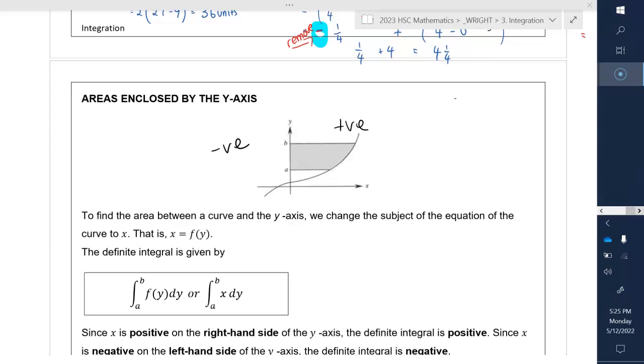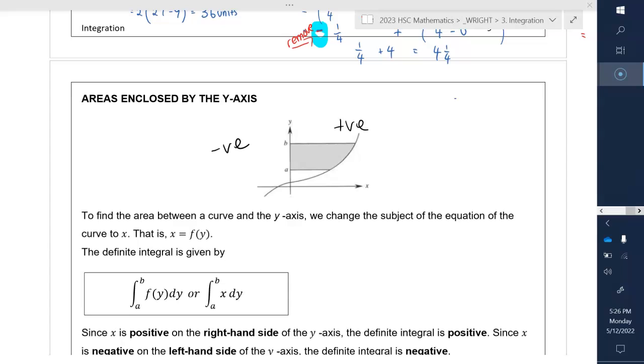Like we had in areas enclosed by the x-axis, we have a positive and negative area region. Because our x values are positive on the right-hand side of the origin, the area under the curve and against the y-axis would be a positive area. If we were looking at an area to the left of the origin, where we have negative x values, we would call this a negative area. That's something to remember.